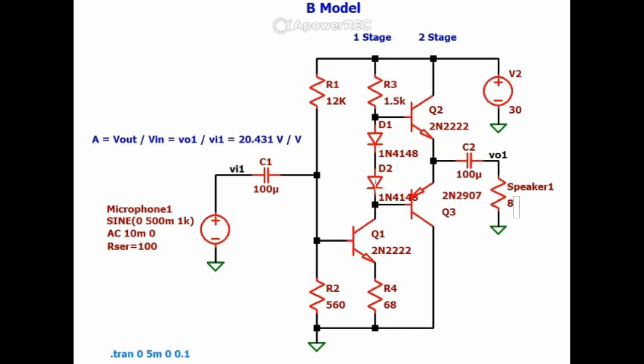And continuing with the diodes, they are here to lower the base voltage to create a difference between the Q2 base and the Q3 base. The models for both are 1N4148. This voltage drop is approximately 0.64 volts, which is a really good one for the purpose of this practice.